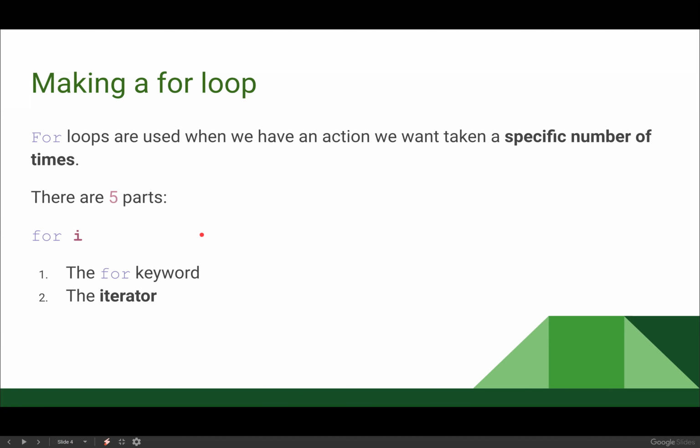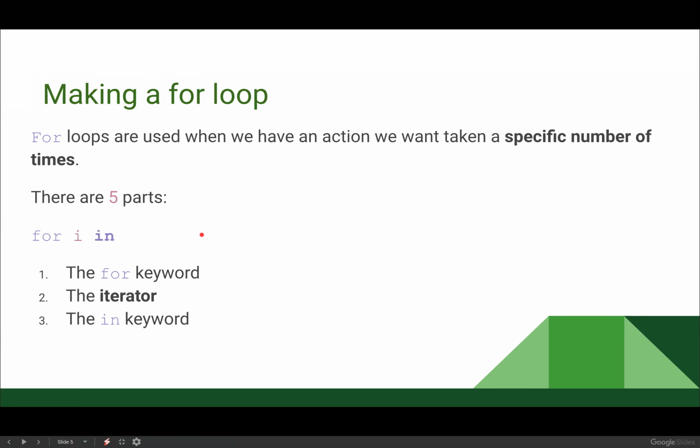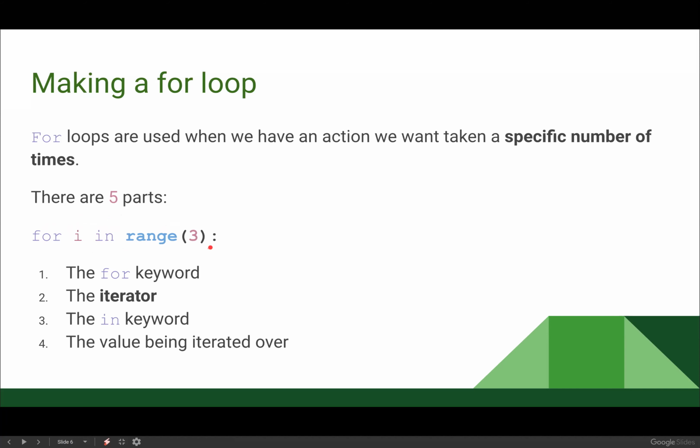All right, after we have our iterator, we have the in keyword. So for and in are kind of a pair here. They just kind of go together. So we've got our for, iterator, in. And then we need the thing that is being iterated over. For right now, we're going to use the range function. And range is going to give us some list of values that our iterator is going to store each time we go through the loop. So this is going to determine how many times our loop is going to run, essentially.